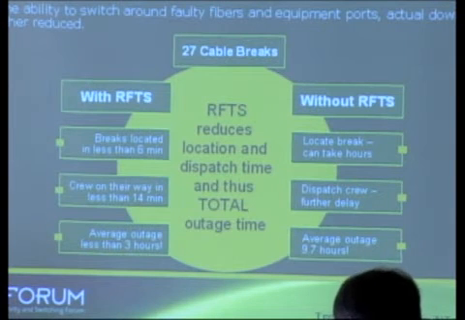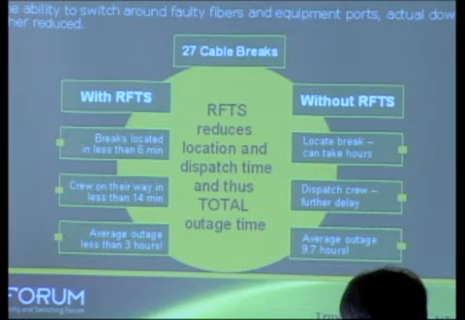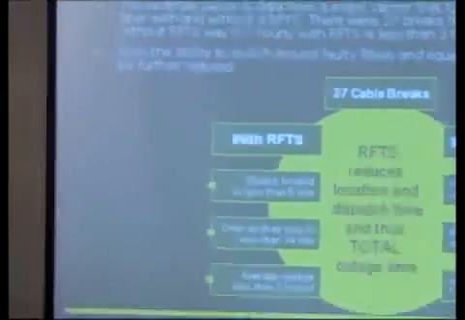So this overhead just shows their data of 27 cable breaks without RFTS on the right-hand side. The time to locate the break can take several hours. To dispatch the crew, it takes further delay. And their average outage, and that doesn't mean necessarily outage because it could be routed the other way, depending on the network and where the break is, as we were talking about earlier. But their average time that fiber is cut before it's completely repaired without RFTS is 9.7 hours. With the RFTS, the breaks are located in less than 6 minutes.